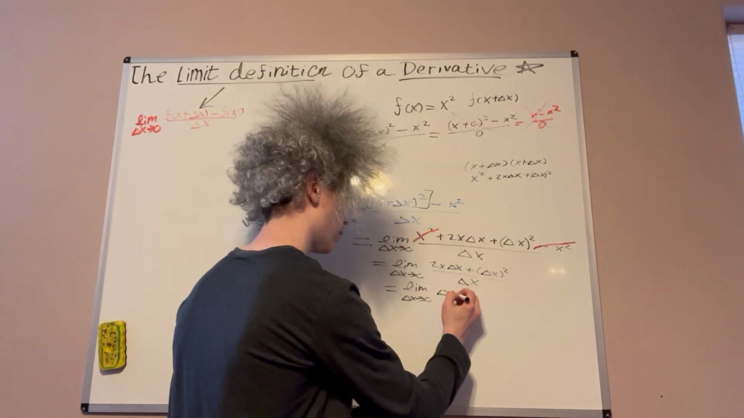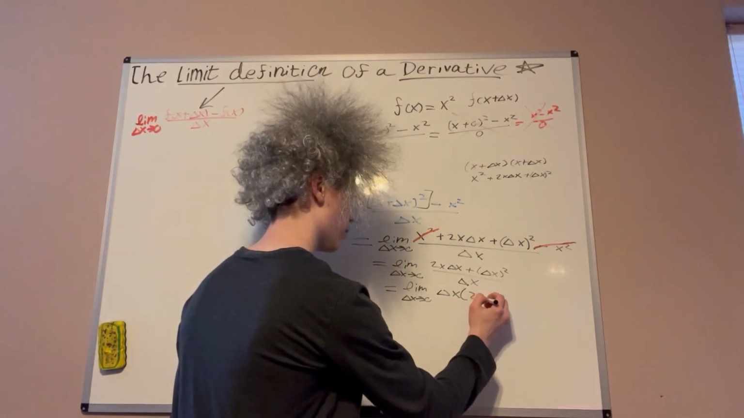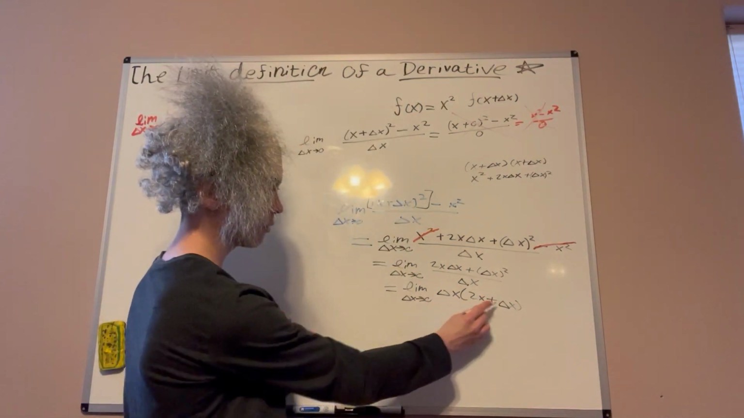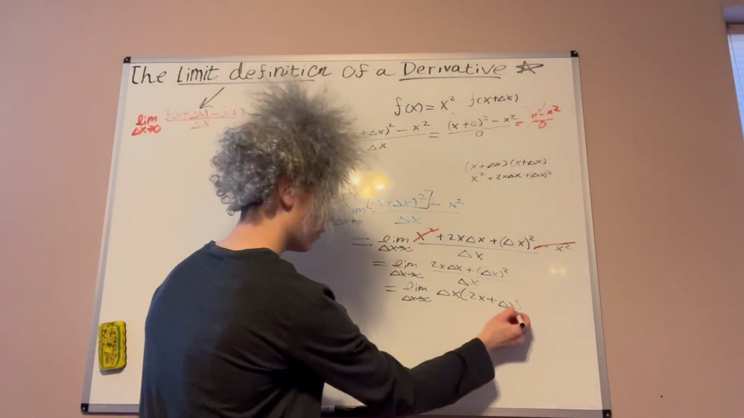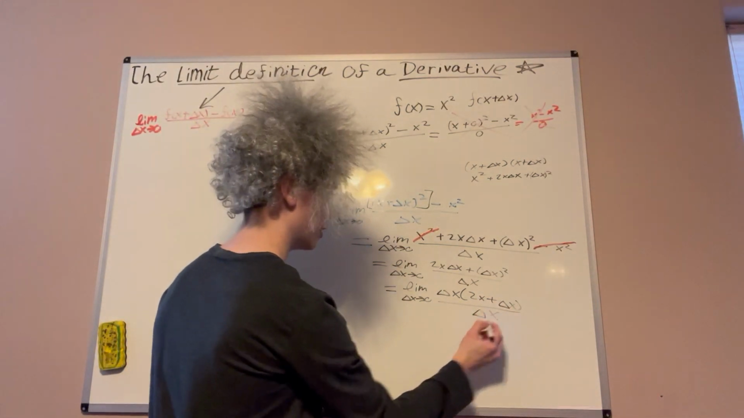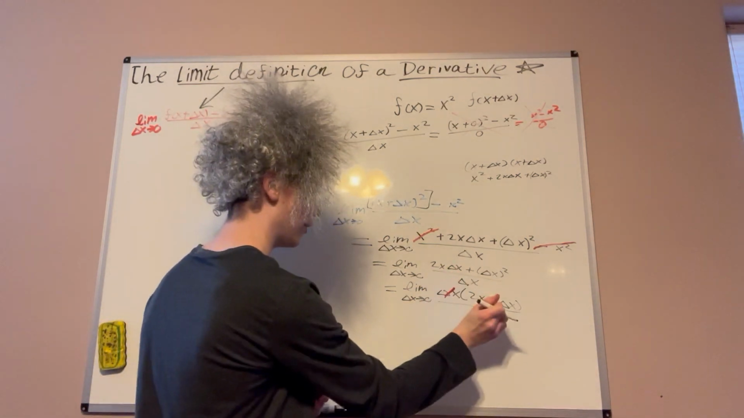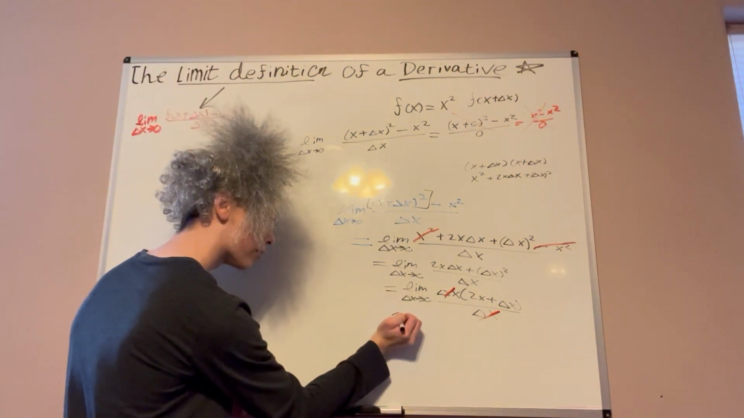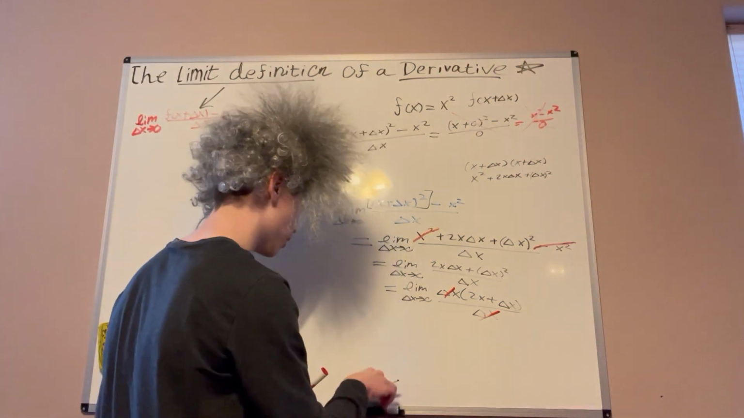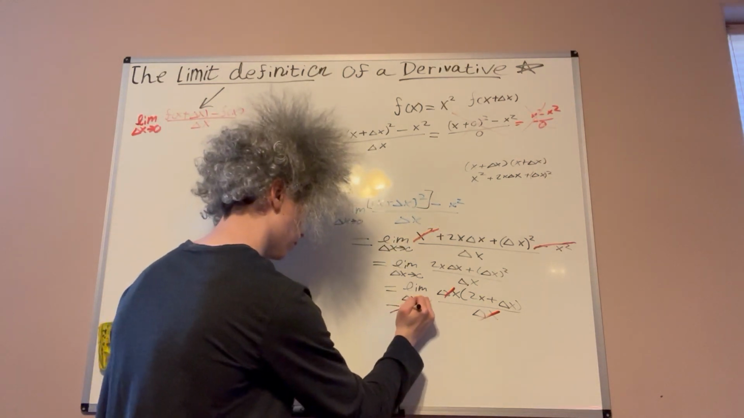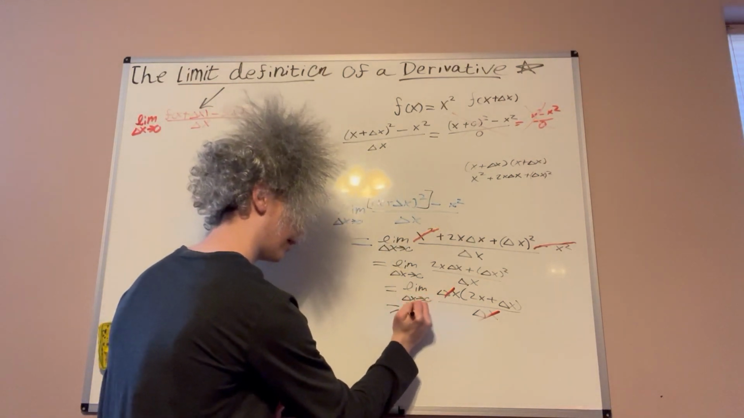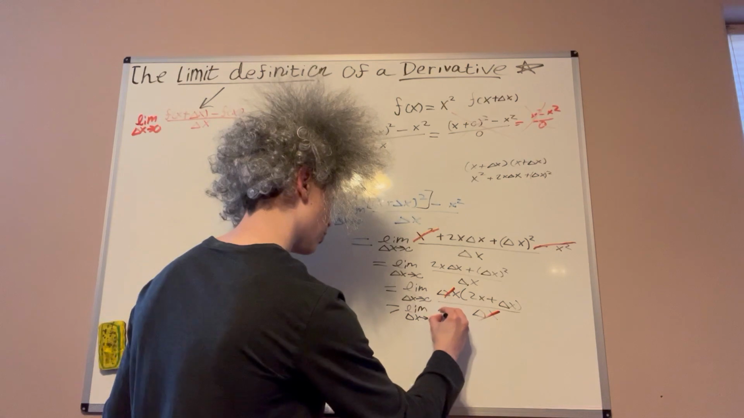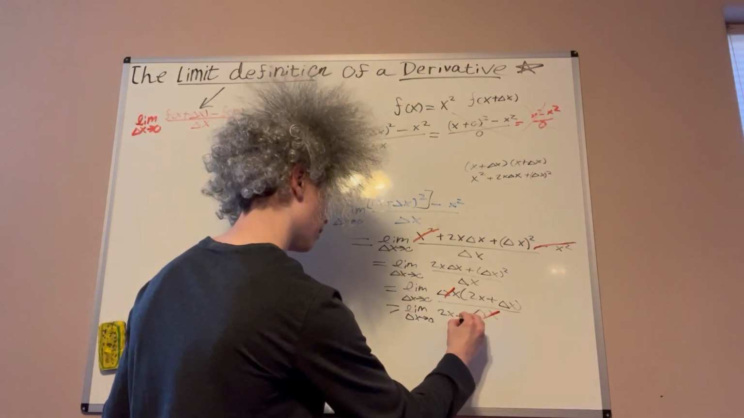It's going to be delta x times 2x plus delta x. If I were to FOIL this out, we'd get 2x delta x plus delta x squared, over delta x in our limit. And so delta x will divide out and cancel with delta x. And now, as our final limit, oh, that was an embarrassing equal sign right there. My apologies. Limit as delta x approaches 0 of just 2x plus delta x.